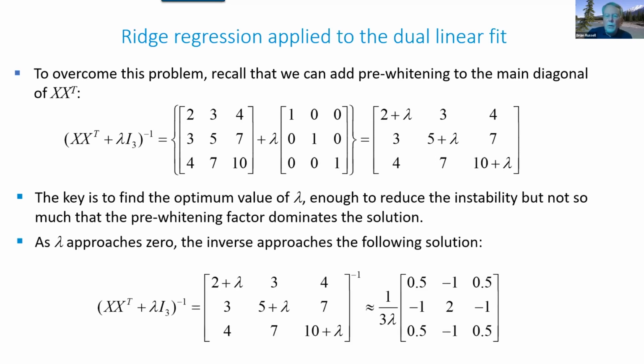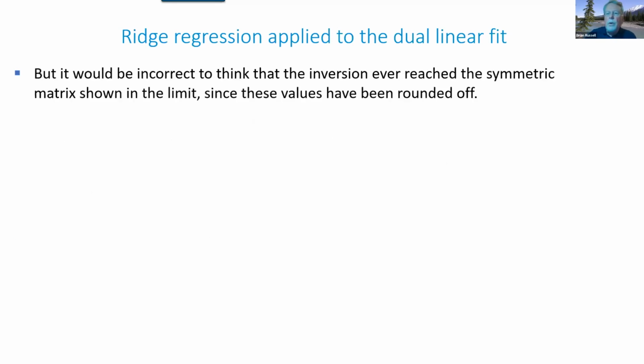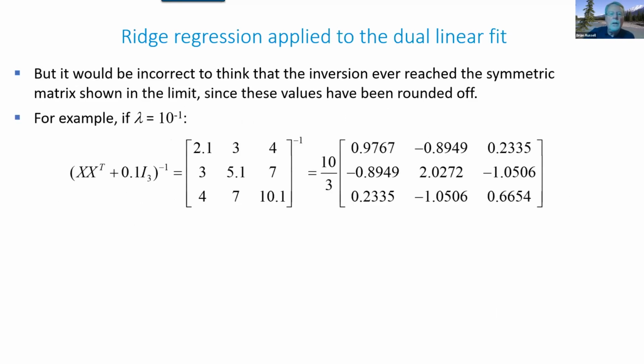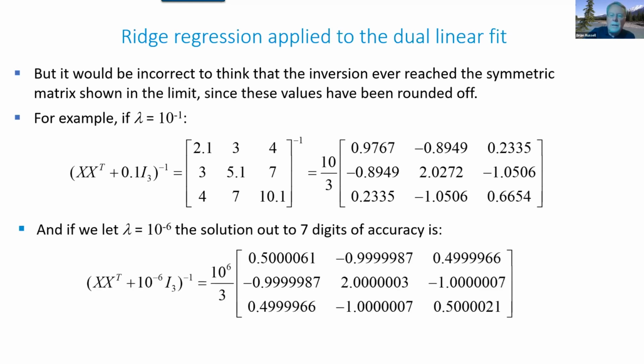As lambda approaches 0, the inverse approaches something that looks like 1 over 3 lambda times the matrix you see there. But it would be incorrect to think that the inversion ever reaches this symmetric matrix in the limit, since the values there have been rounded off. For example, if I use lambda of 10 to the minus 1, I get something that looks like this, quite a long way from that matrix. It's 10 over 3 times 0.9, so you've got 0.97 and so on, 0.89. If you use 10 to the minus 6, you have to take the solution out to a lot of significant digits before you see 0.50000061 and 0.49. So it's very close to 0.5 and 0.5, but it's still asymmetric. That little bit of asymmetry makes all the difference.